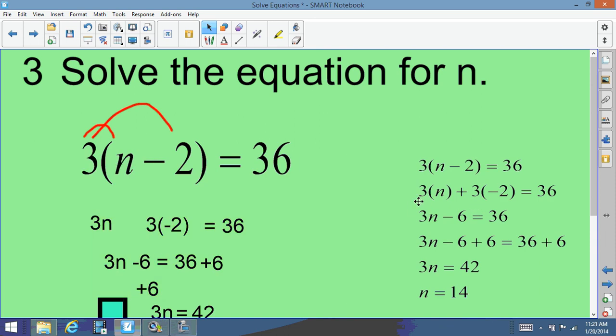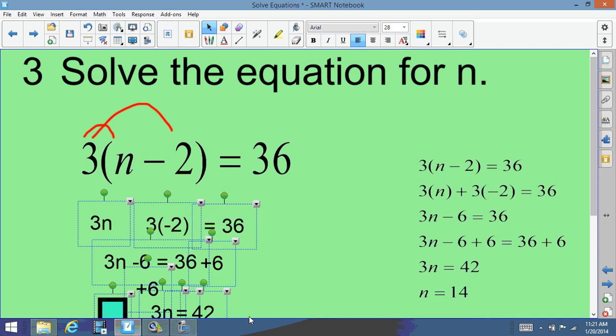But I'm going to share with you a little secret that you also could do to save yourself a lot of time. So distributing 3 times whatever is inside the parenthesis, 3 times n, gives you the 3n. 3 times the minus 2 gives you the minus 6, equals 36, and do your additive inverse. Minus 6 plus 6 on both sides. 36 plus 6 is 42. The 6 is canceled out over on the left side, and divide both sides by 3, and that's how you got the 14. But as I said, I want to show you a little shortcut that'll save you a lot of time.